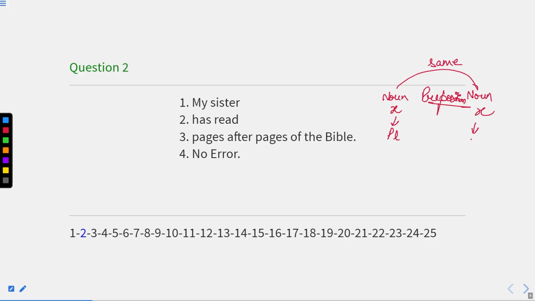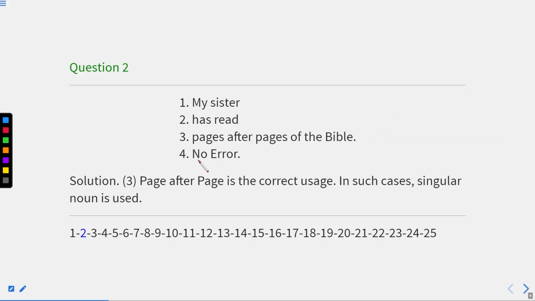We cannot change this in plural as well as this in plural. Okay, so we should make both the nouns in singular form. We cannot write either in the plural form. Therefore, the correct usage is page after page, not pages after pages.